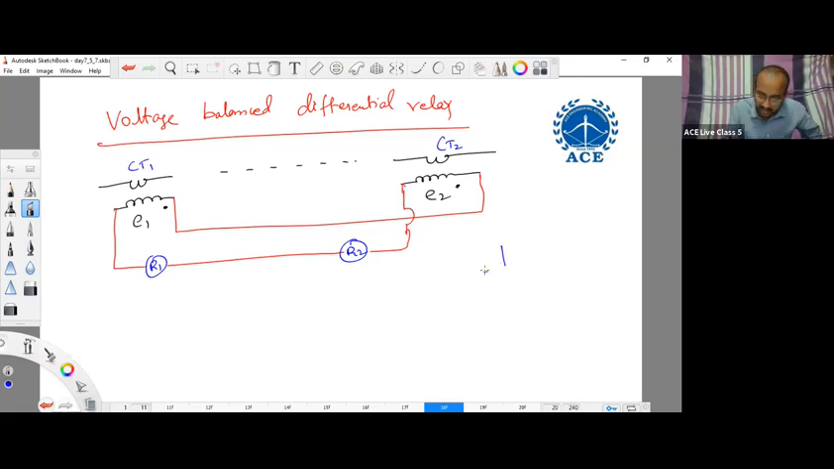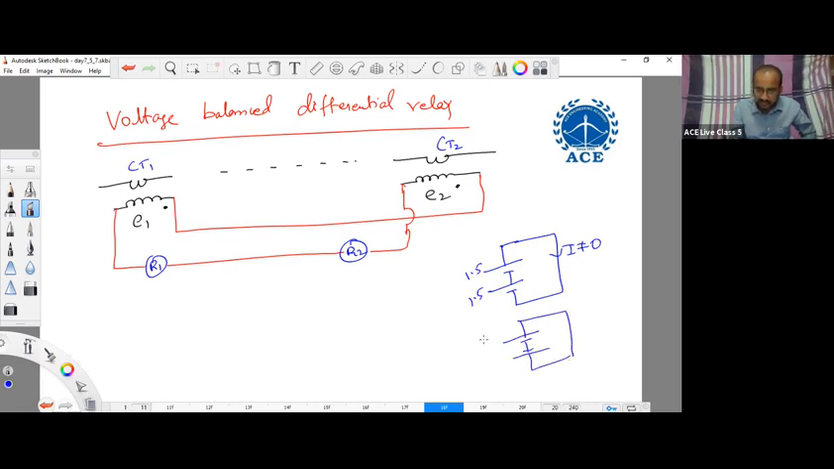Zero. Now observe here, two cells of 1.5 volts. They are connected in additive mode. Whenever they are connected in additive mode, current flows, I is not equal to 0. But if you connect in subtractive mode like this, negative terminal connected to negative terminal, and now when you short circuit this, is current 0 or not? Current is 0. So the relay will not operate during normal condition.